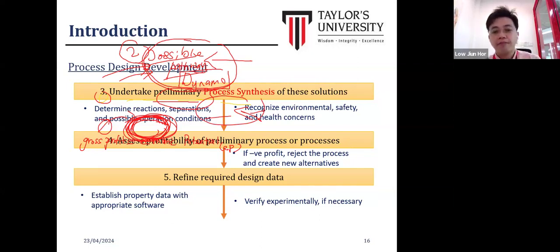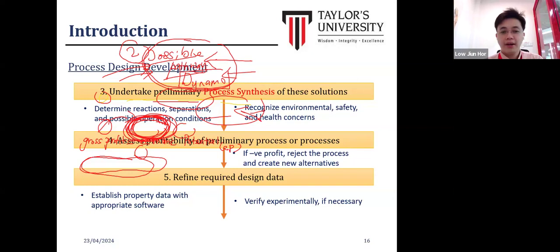Number 5, once the process is selected, then we need to proceed to design the chemical plant. How to design? We need to try to identify whether there are other important properties of the chemicals or products that you are going to deal with in the design unit. You need to start to gather this information.